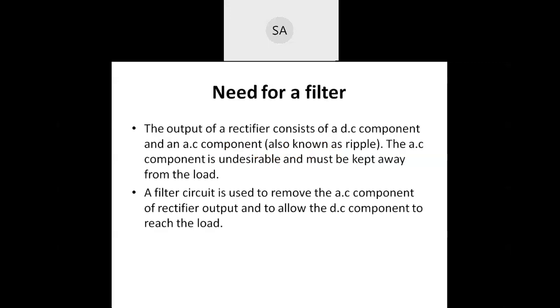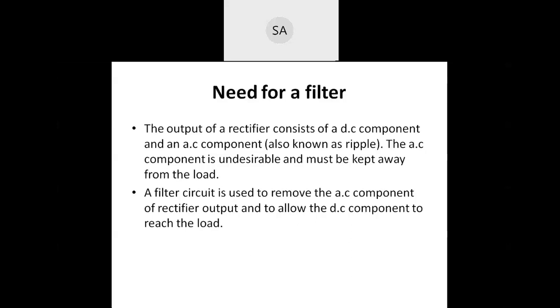So let us discuss the need for filters in power supplies or regulated power supplies. The output of a rectifier consists of a DC component and an AC component, which is known as the ripples. The AC component is undesirable and must be kept away from the load. From the regulator output, we should not get the AC, so we have to remove it.